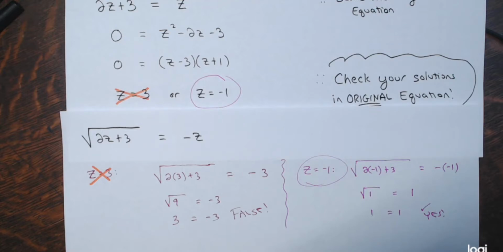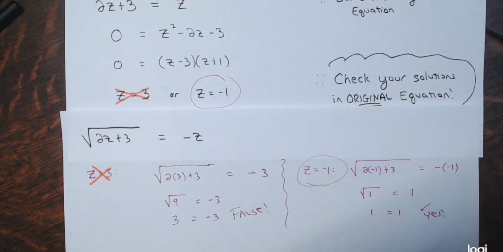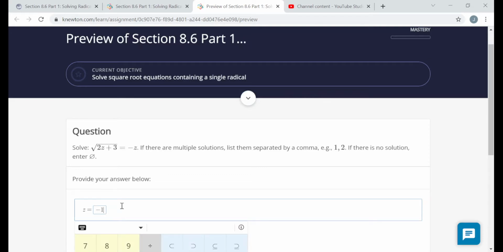So please be careful, please, please, please. And you should be doing this anyway with equations. Check your solutions back in the original equation. So after all that, the only one that works is z equals negative 1. And that's what I'll enter here in this box.